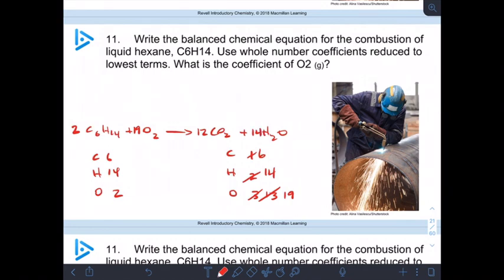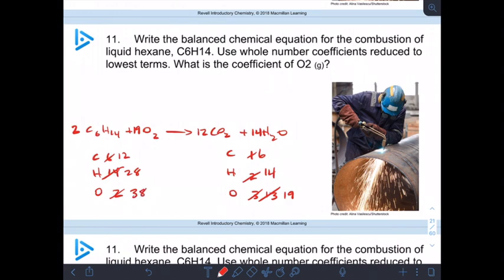Normally I would show this in a much more expanded form, but let's double check that we have done this correctly. On the left, I now have 12 carbons, 28 hydrogens, and 38 oxygens.